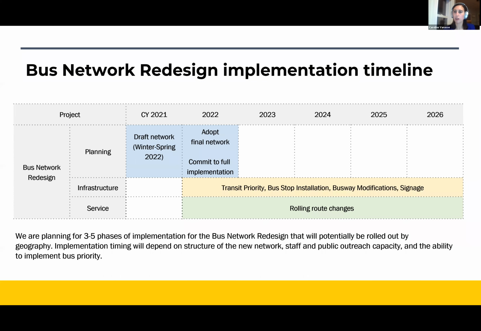So just in terms of implementation, I wanted to again reiterate, we're talking about 3 to 5 phases of implementation that will potentially be rolled out by geography, and implementation timing will depend on the structure of the new network, staff and public outreach, and especially the ability to implement bus priority, which is really critical to actually provide the service levels that we're talking about.